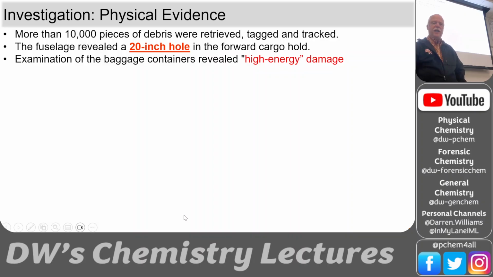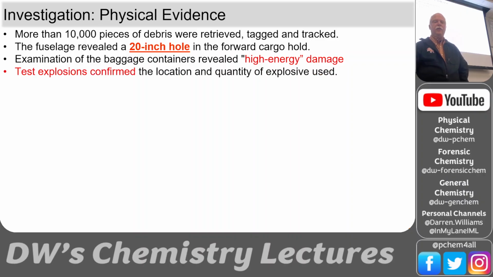An examination of the baggage containers revealed higher energy damage. So they found the bags nearby or that contained the explosive, and they could see that it was high energy damage, meaning an explosion had happened. Test explosions confirmed the location and quantity of the explosive used. So they had to come up with a little research experiment. Let's put half a pound in a bag, a pound, 2 pounds, and so on, and see what kind of damage this caused. And they say, okay, this was about a pound of explosives.